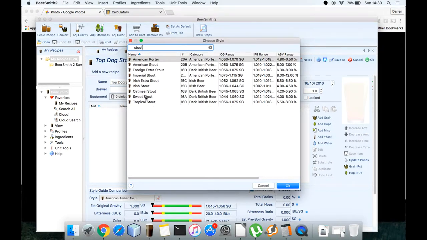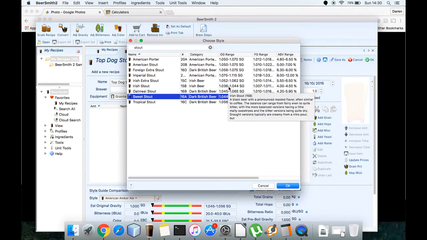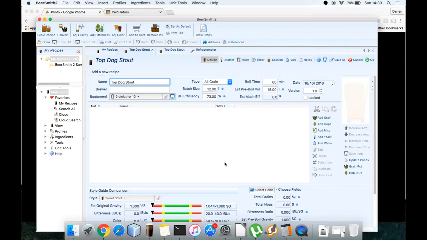Now I know there's a sweet stout there, which comes in about the same range, about 1050. The recipe's got an original gravity up to 1050. So I could go for oatmeal or sweet, or even Irish stout there. But Irish stout is actually a bit lower than 1050, so we'll go for this one here, which is a good ballpark figure, it gives you an idea.